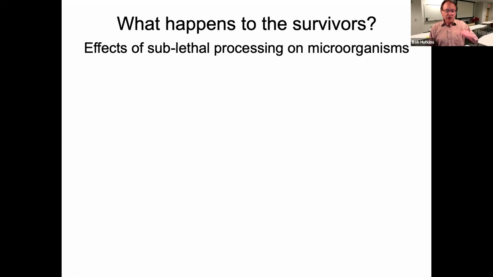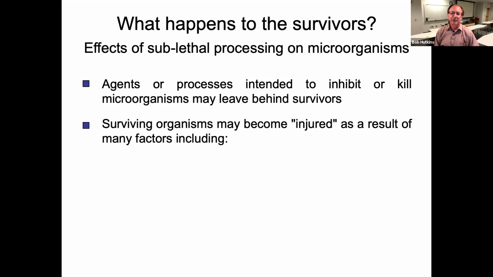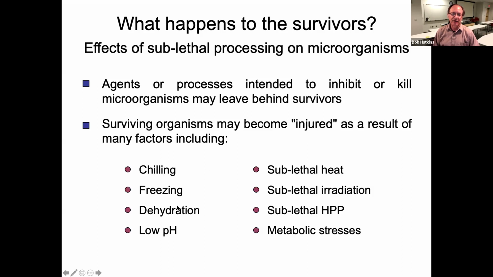Okay, so that's sort of it for inhibiting and killing microbes, but I do have to comment about the survivors of all of these things that we've been talking about, because this is an important area in food preservation. So all the agents that are intended to inhibit or kill microbes may leave behind some survivors, as good as they may be. Now, the only one that probably doesn't is high temperature thermal processing, but just about everything else leaves behind survivors that become injured, if you will, as a result of all these things that we've talked about: chilling, freezing, drying, low pH, sublethal heat, sublethal irradiation, sublethal HPP, metabolic stresses. So they're not dead, they're not really viable, they're injured.